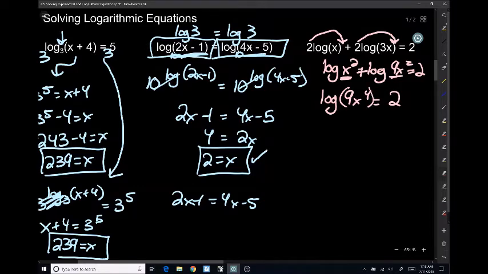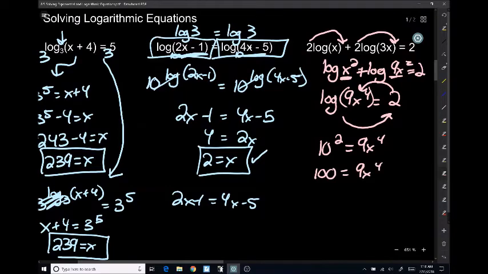Now I can convert, or do both sides to the power of 10. This is 10 to the 2nd equals 9x to the 4th, which means that 100 equals 9x to the 4th. And now I just solve this equation. I get 100 over 9 equals x to the 4th. So x equals the 4th root of 100 over 9, whatever that is.